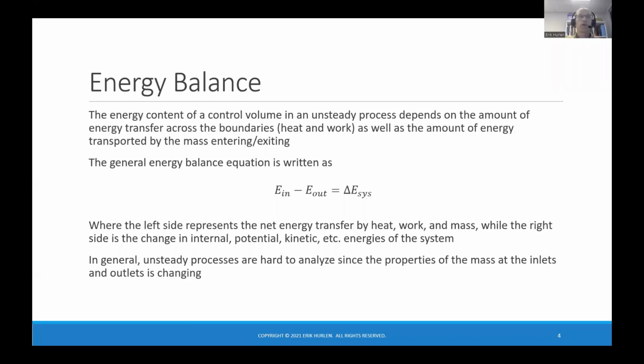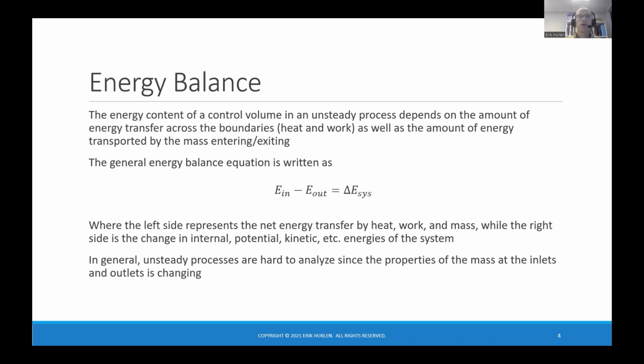Of course, we also need to perform an energy balance on the system, just like we do for any system. Again, this is slightly more complicated than the last video, as unequal amounts of energy may be coming in and out in unsteady systems, so this needs to be tracked.